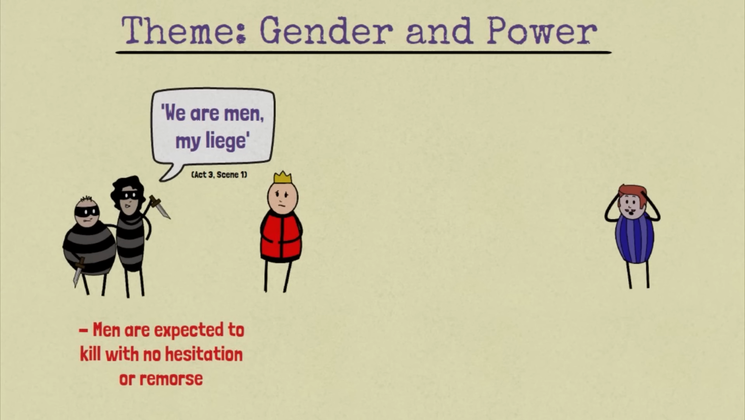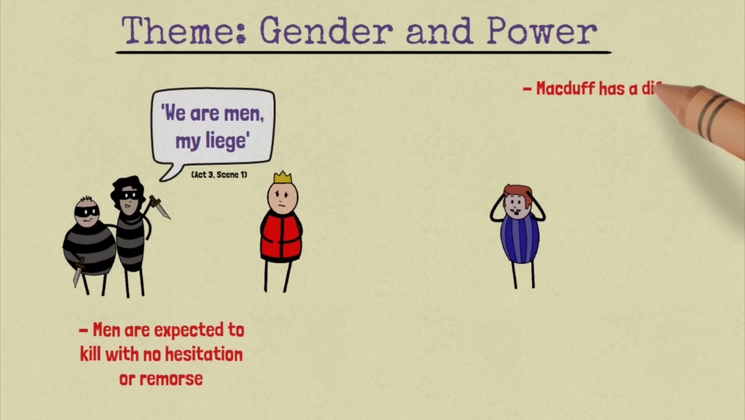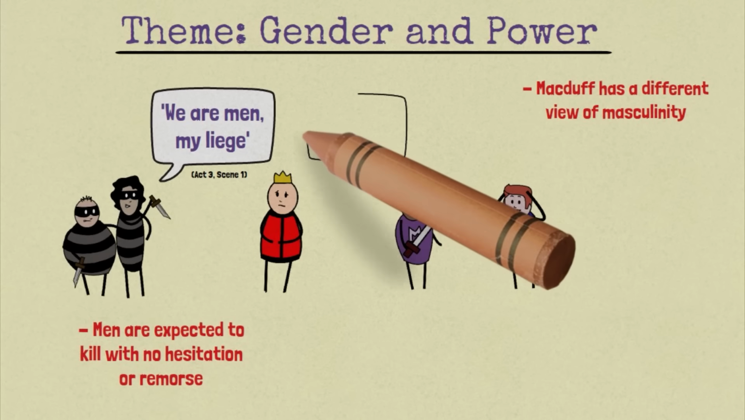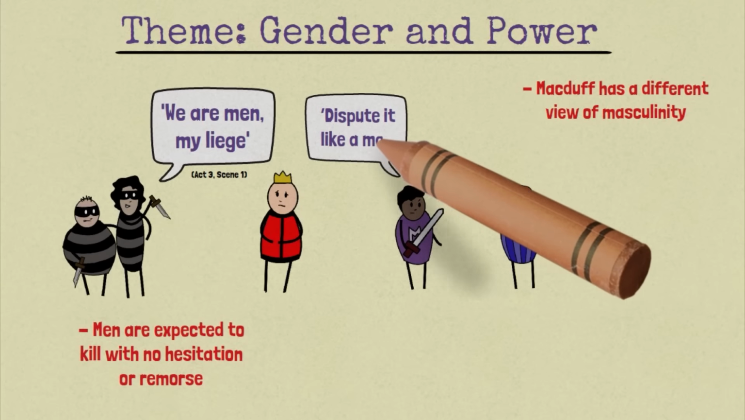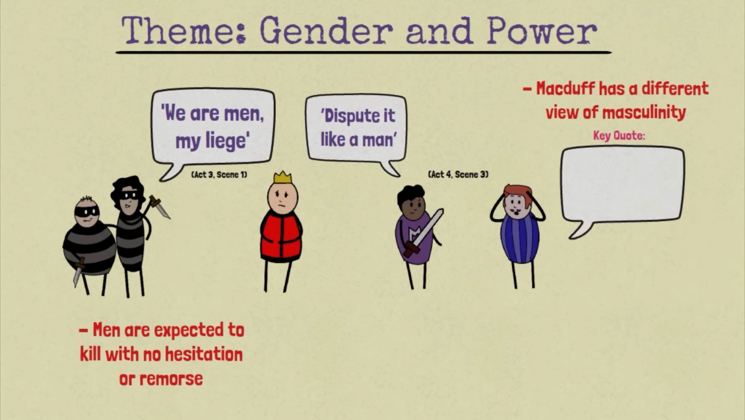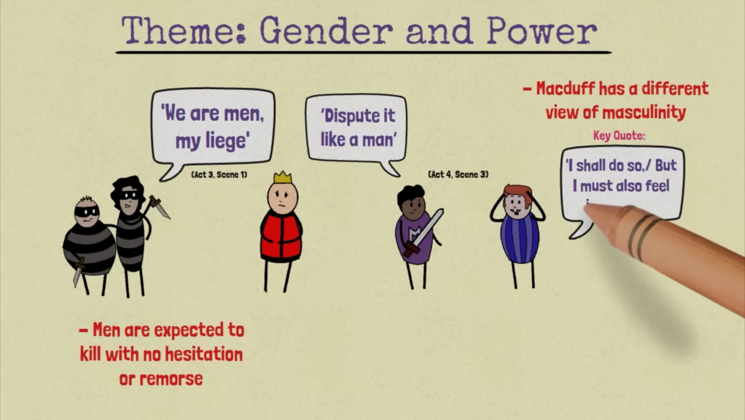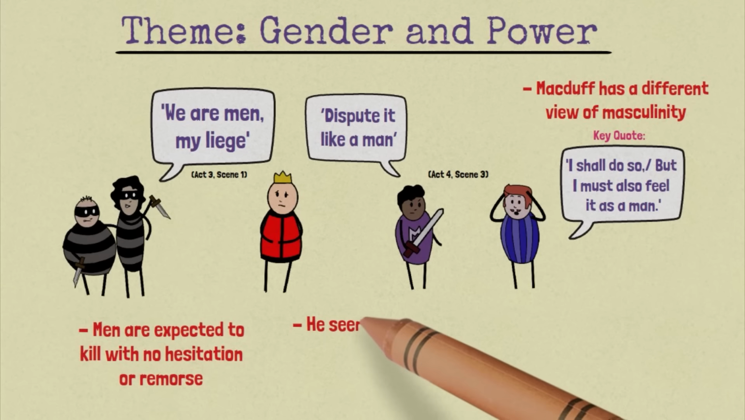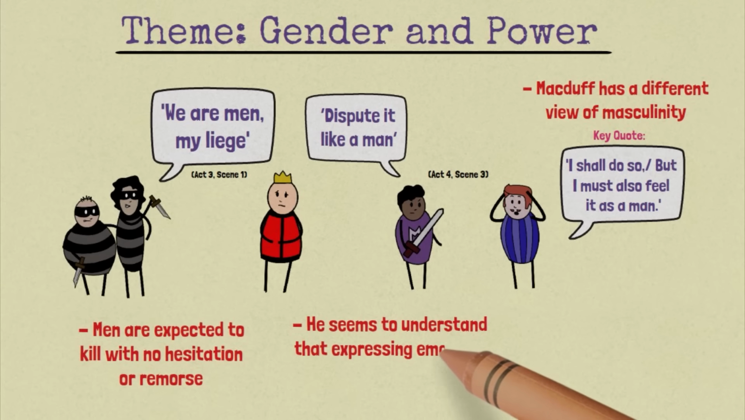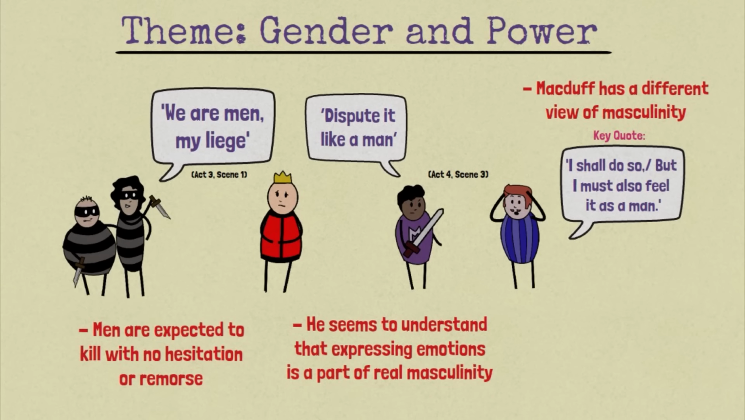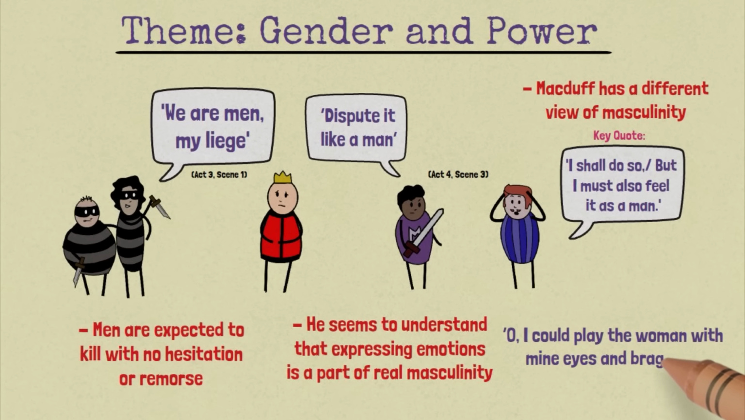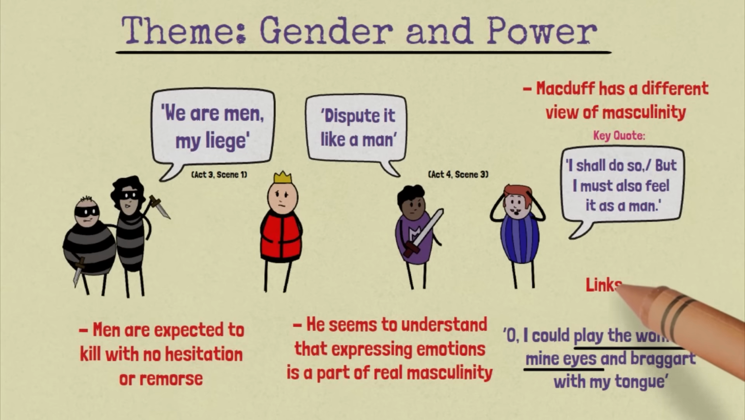However, Macduff gives us a different view of masculinity when learning of his family's murder. As a young childless man, Malcolm rather ignorantly tells him to dispute it like a man, but he responds by saying, "I shall do so, but I must also feel it as a man." He seems to understand that expressing emotions is not a weakness, but an important aspect of masculinity. That being said, a few lines later he also exclaims, "Oh, I could play the woman with mine eyes and braggart with my tongue," which again links women with tears and weakness.